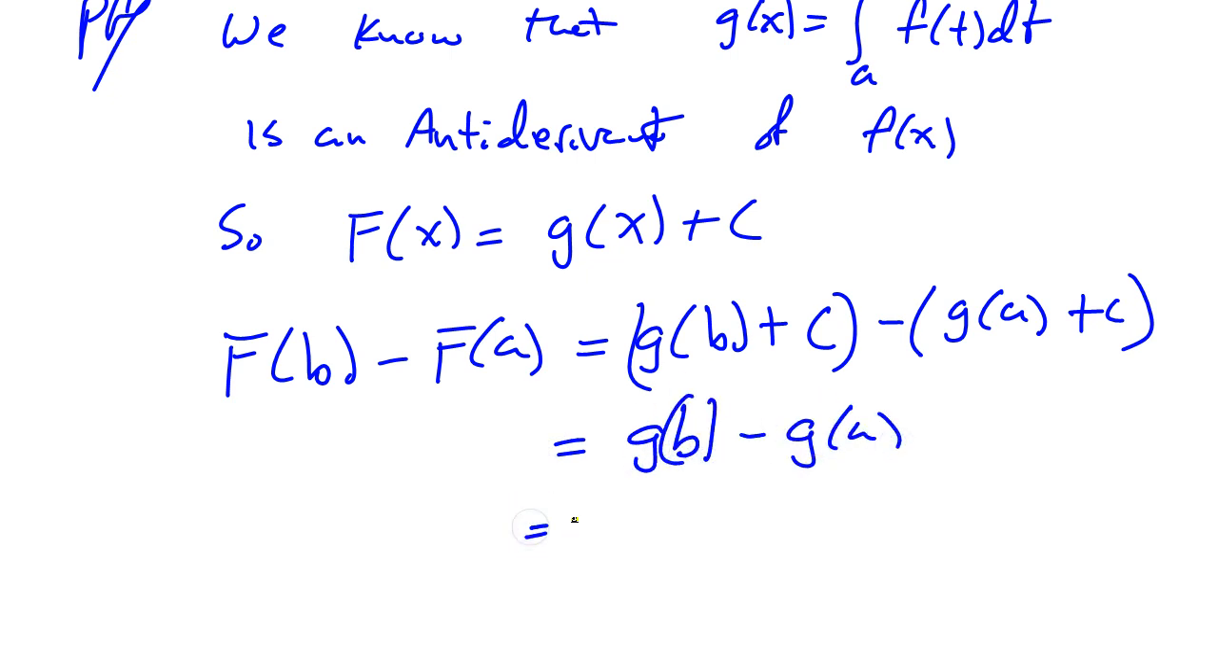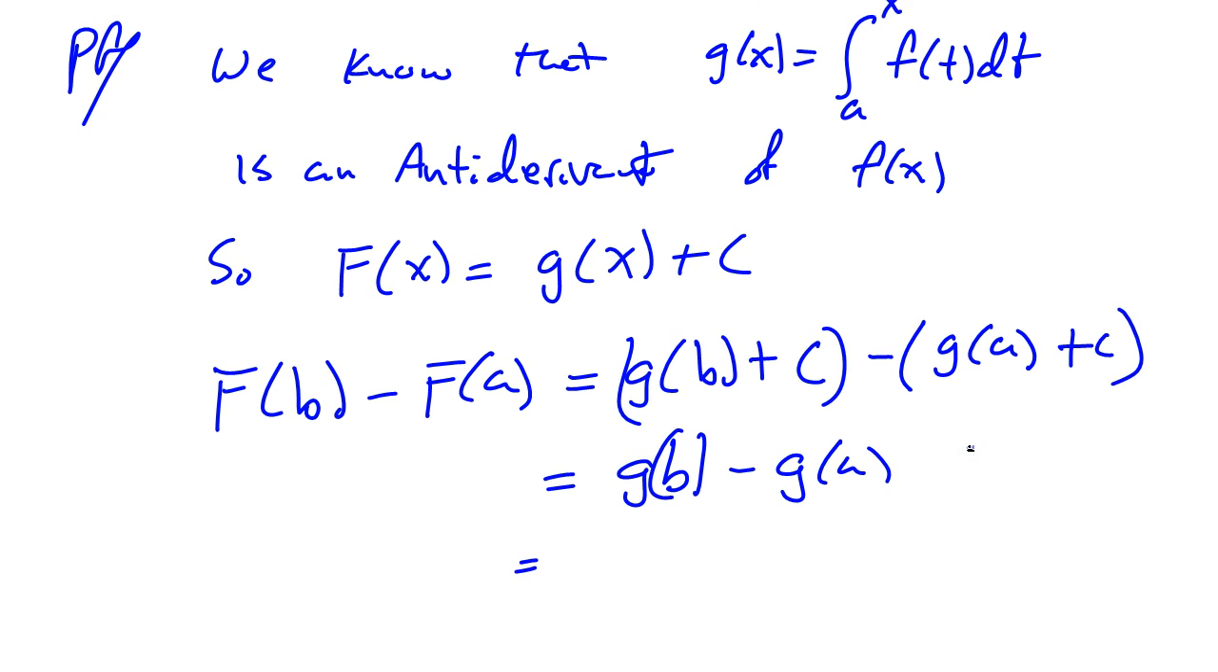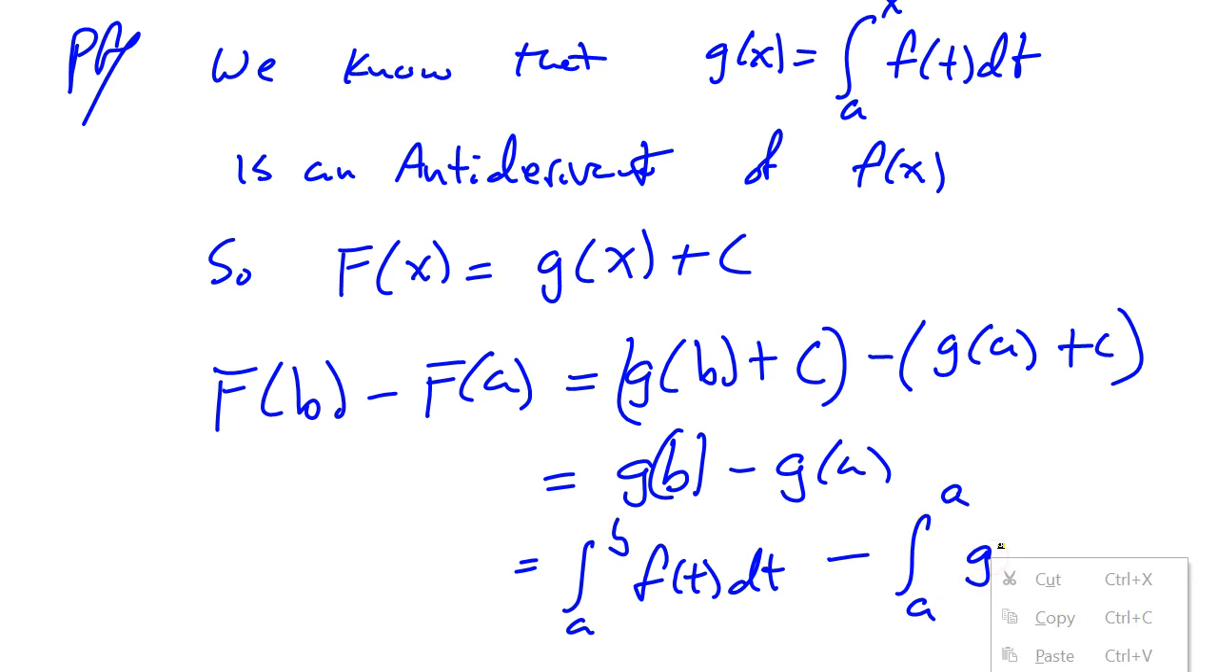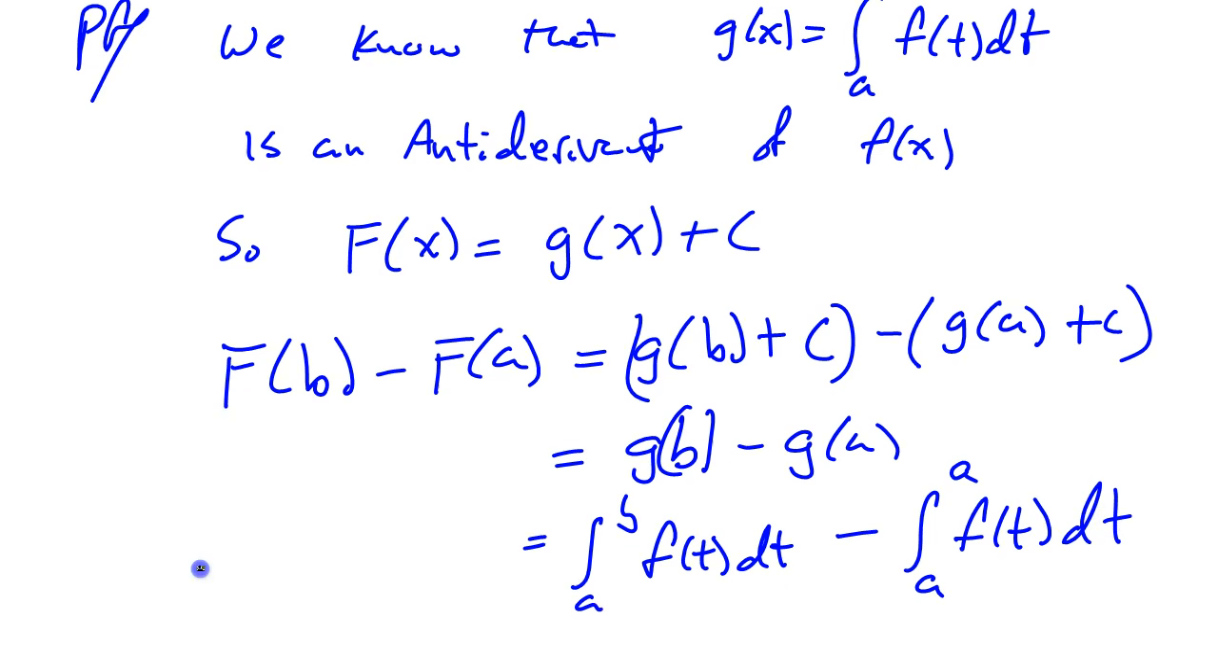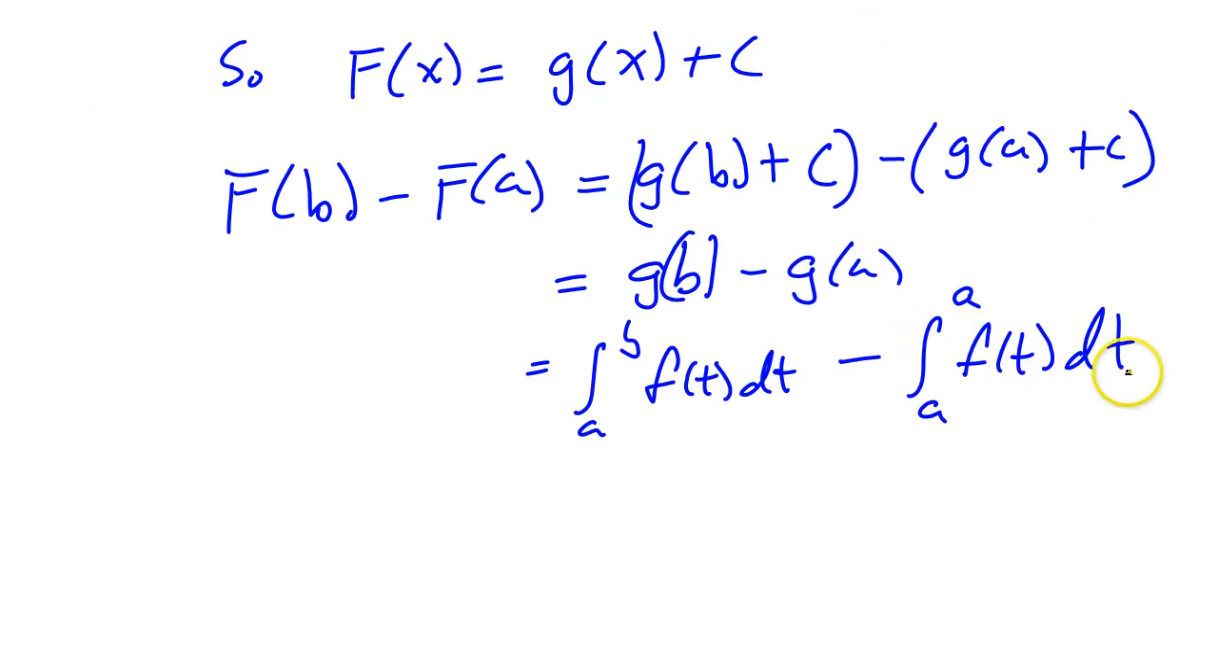Well, let's write that for what it is, because g is this integral. G of b is the integral from a to b of f of t dt minus g of a, which is the integral from a to a of f of t dt. Well, what's the integral from a to a of f of t dt? That's 0. So I've got the integral from a to b of f of t dt.